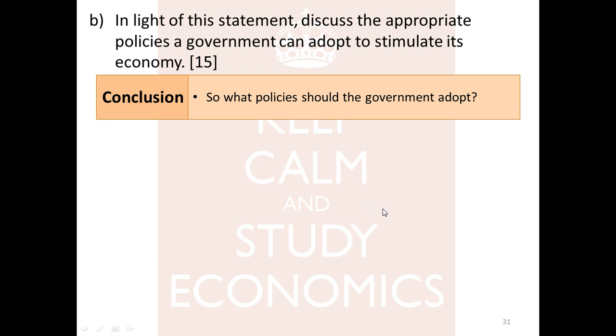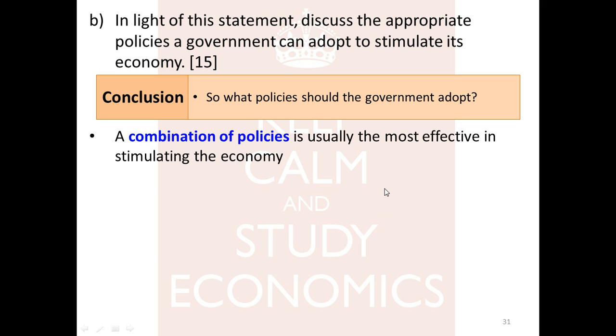This is the question that you need to answer, and this is the stand. Okay, you have presented both sides, you have come to the stand. This is the question that you have to answer. Basically, almost standard one is that there is a combination of policies that we should adopt, and this is usually the most effective. Okay. So what is the combination of policies?